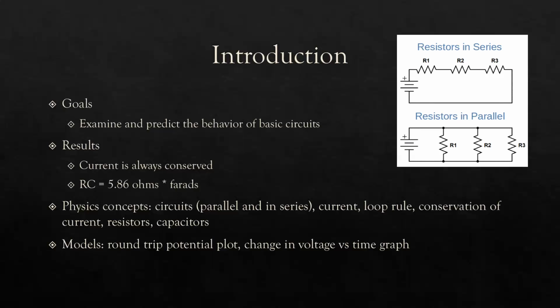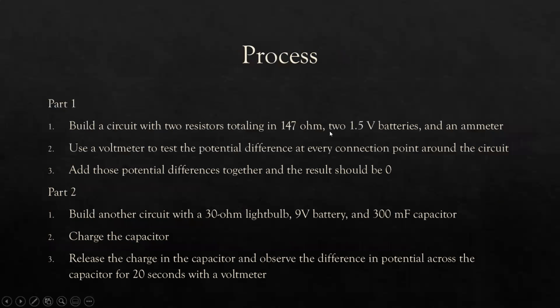electricity in a current. The models that we used in this lab included the round trip potential plot, which we used to show the loop rule, and the change in voltage versus time graph, which we used to create a line of best fit from which we could find the R times C, which was our final result.